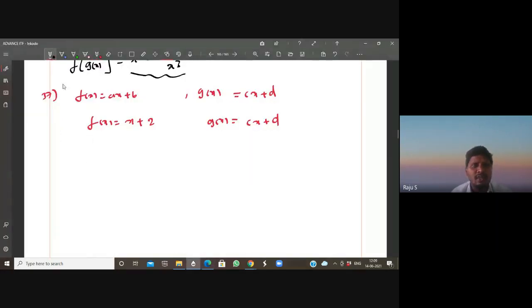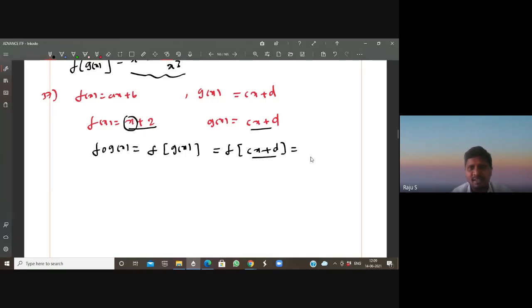Fine. So after this, I want to find f circle g of x. First, f of g of x. The value of g of x is clearly cx plus d. So again, what is f of x? x plus 2. In place of x, we have cx plus d. Substituting cx plus d for x, we get cx plus d plus 2. So finally, f circle g of x is cx plus 2 plus d.